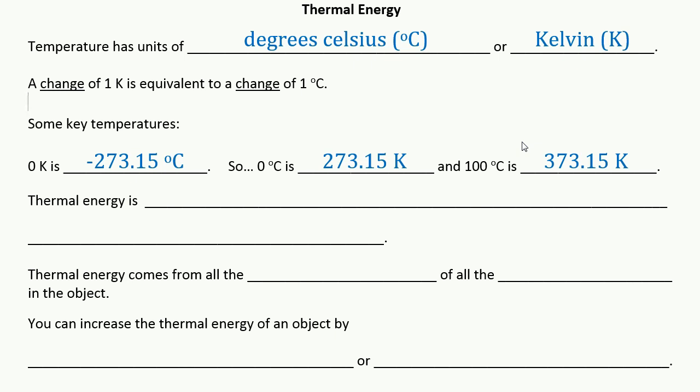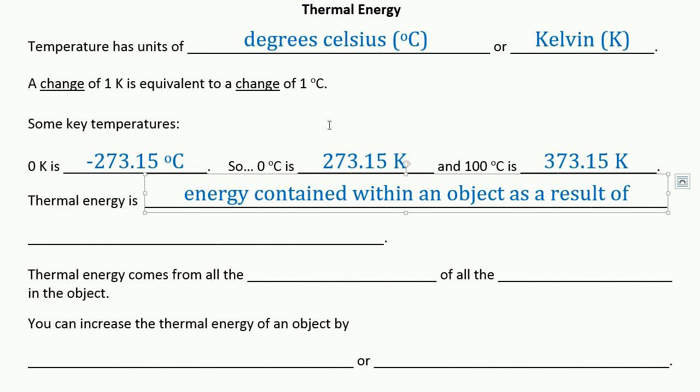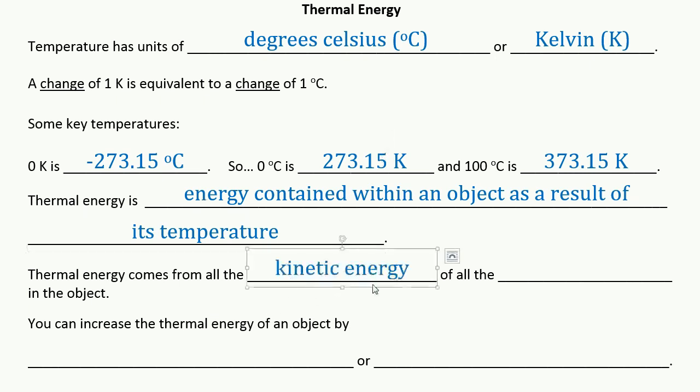OK, on to thermal energy itself. Thermal energy is energy contained within an object as a result of its temperature. This thermal energy comes from all the kinetic energy of all the molecules in the object. So you can remember we were just talking about how every single piece of matter is made up of molecules that are moving back and forth. And each of those molecules will have some kinetic energy. Right? Kinetic energy, 1/2 mv squared. So as long as that molecule has some mass and it has some speed, it will have some kinetic energy.